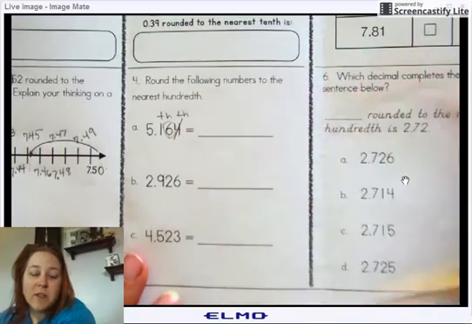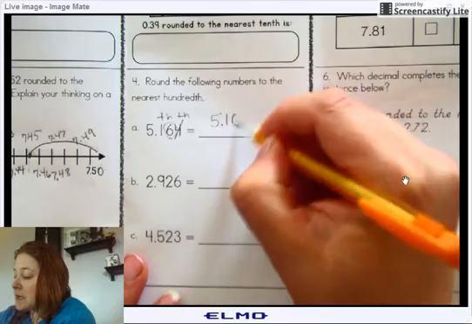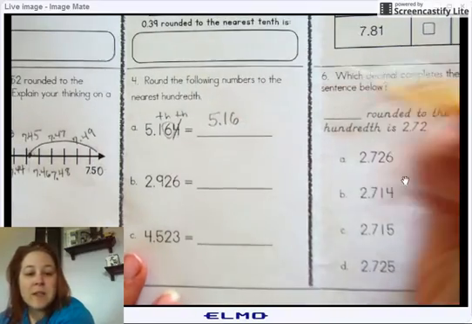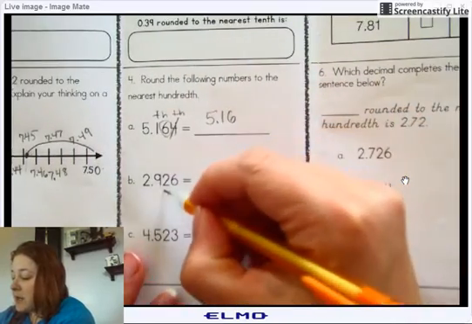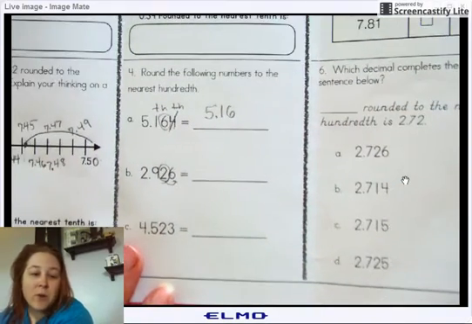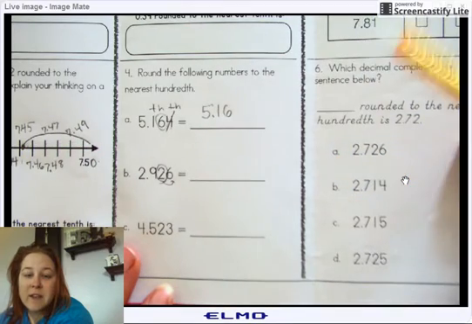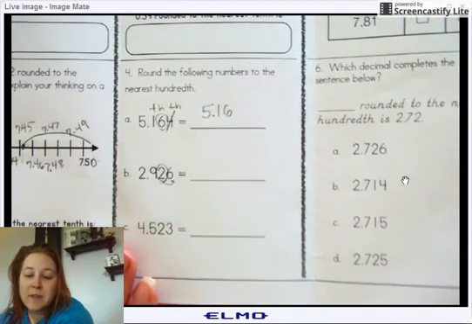So this one is going to be rounded to 5.16. Same thing, do it here. Find the place, look next door. 5 or bigger, add 1 more. 4 or smaller, just ignore. So take a moment and type into the computer what you think the answer is.